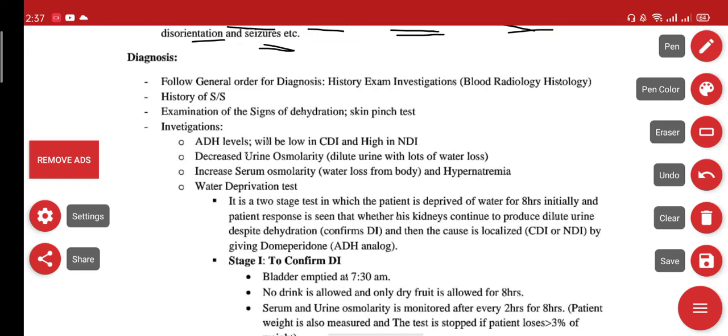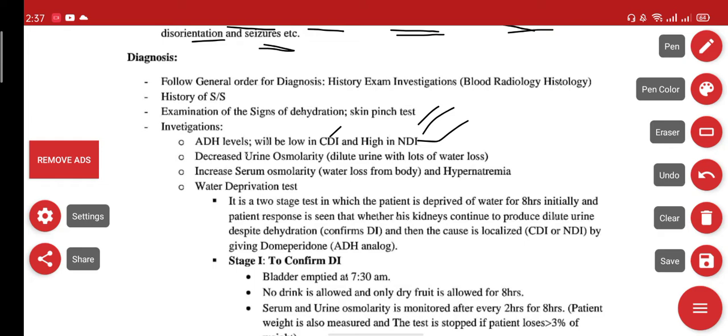For the investigation, first of all, you will do ADH levels, and we know that the ADH level will be low in central diabetes insipidus and high in nephrogenic diabetes insipidus. In the central type it will be low because the hypothalamic pituitary axis is disturbed, and as a result ADH is not produced.